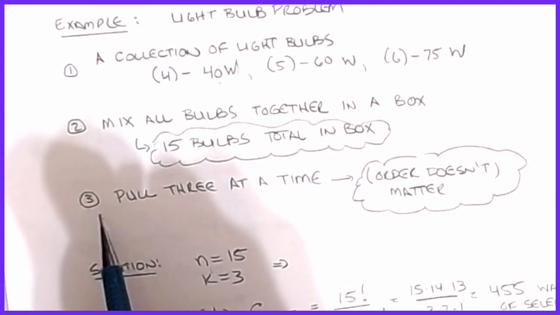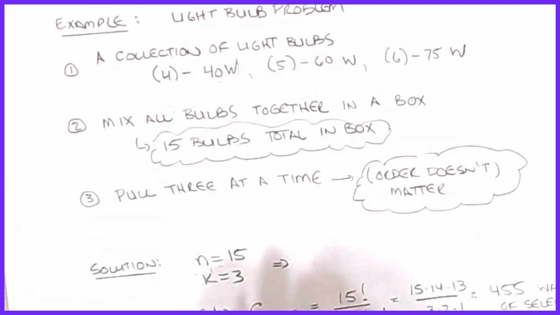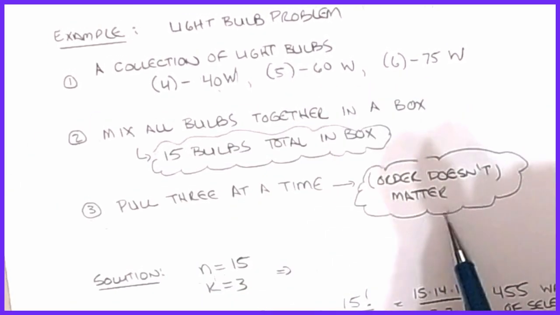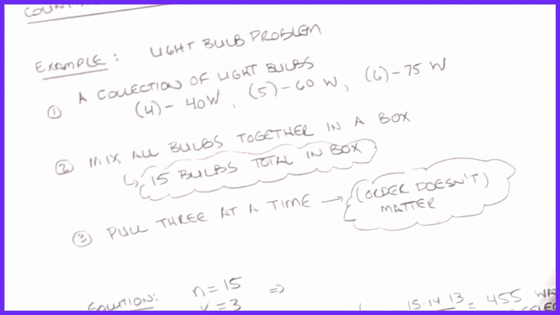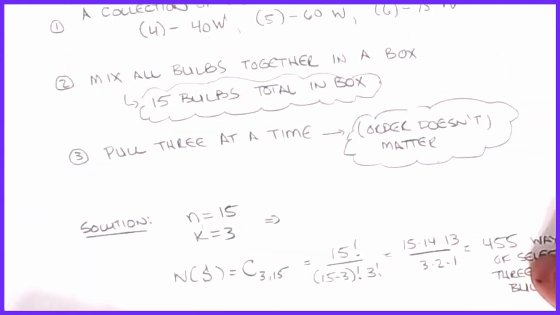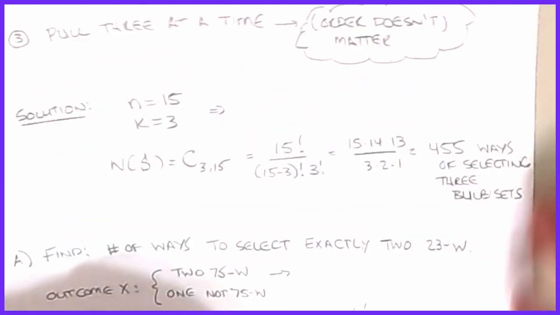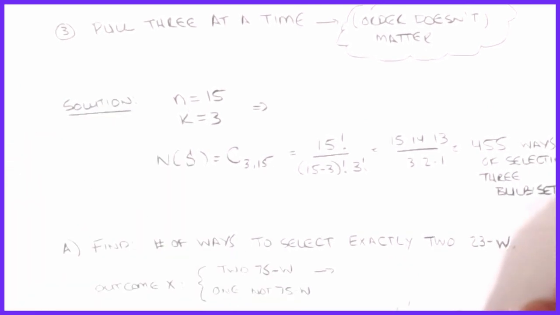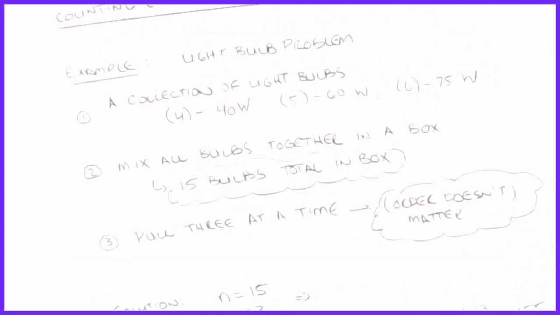Now we're going to pull 3 at a time out of this, and the order doesn't matter to us. We're just going to reach in, grab 3 bulbs, and look at them. This is one of those assumptions I said in the last video that we needed to watch out for: whether order matters or order doesn't matter. Order doesn't matter tells me it's a combination problem. So we can start to set this problem up, and I'll show you how you do it with formulas, and then I'm going to show you an alternative way to look at it.